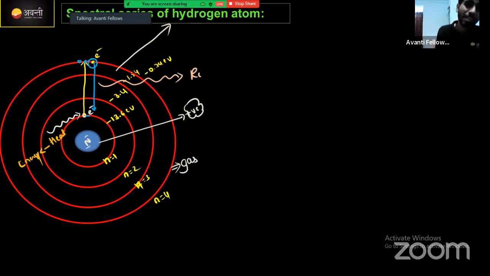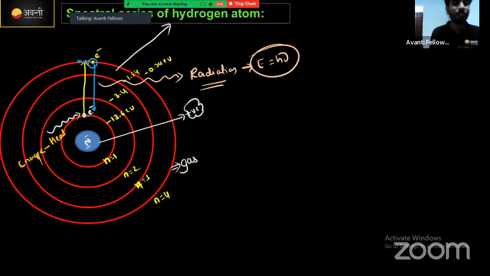It emits radiation. This radiation contains energy, that is h nu, which means a completely new, different frequency and wavelength of radiation is emitted. By emitting different frequencies of light, it comes to the ground state.